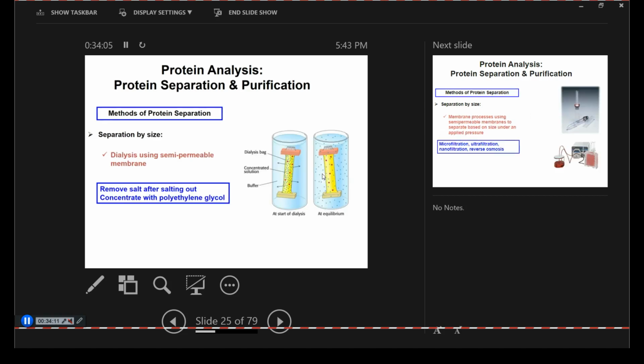So you can separate based on size. And it's a very simple form. I didn't bring it with me. I put it in my office and I didn't bring it with me. Are you familiar with dialysis? If you're not, can you raise your hand? Okay. Everybody else knows what dialysis is? Yeah, what do you know about dialysis? Tell me.